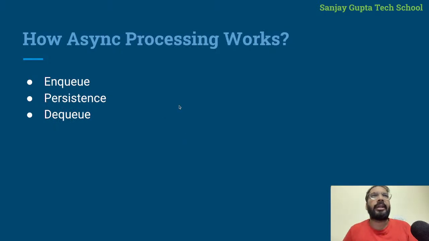Okay, next, how an async process works. The first step is enqueue: whenever you initiate your asynchronous process, it will be queued, and then it will wait for resources. That step is known as persistence. If resources are available, the process will be started, and when that process is completed, it will be dequeued. So these are the three major steps available with asynchronous processing.